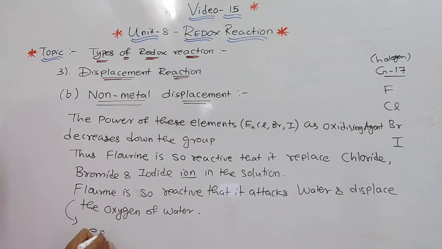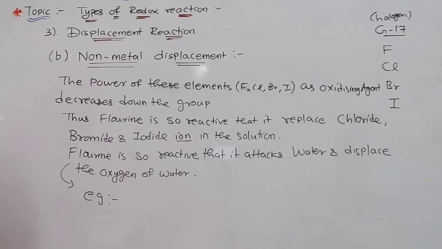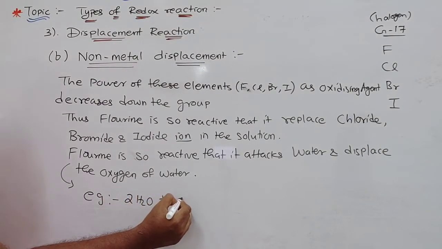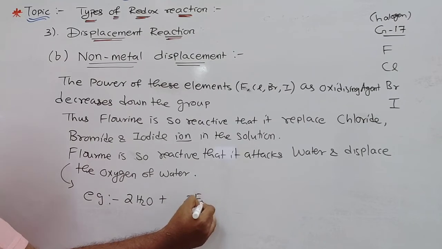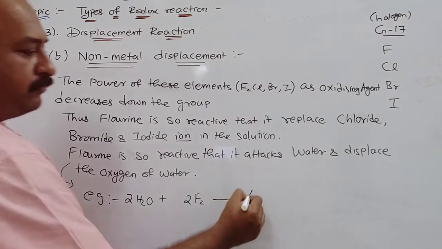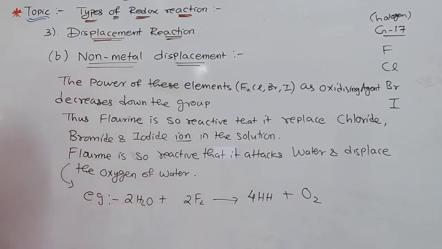That is explained with the help of an example. The example you can see here: 2H2O plus 2F2 gives you 4HF plus O2. So here, if you see in this case, I will show you with another bottle.